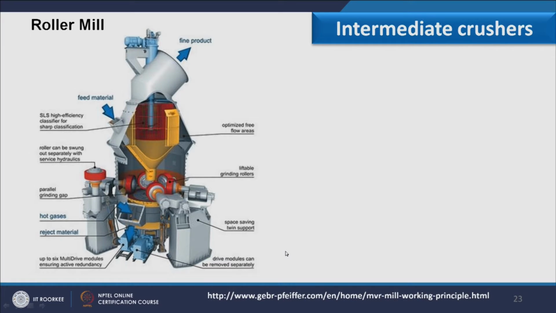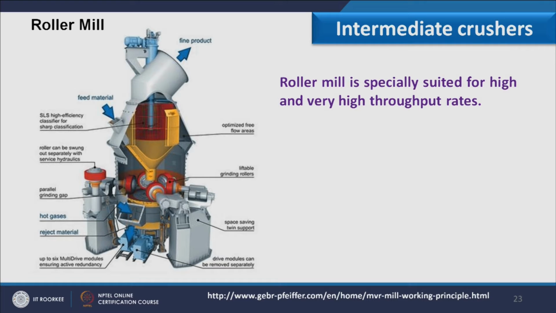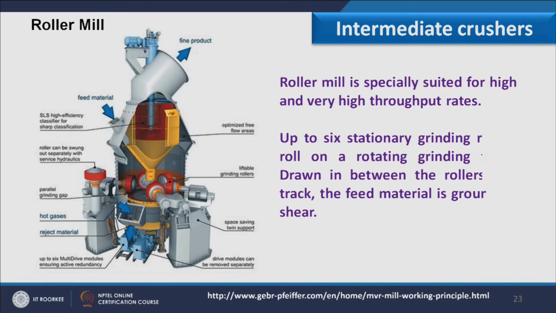Now here we will discuss intermediate crushers, and the first equipment in this is the roller mill. You can see its photo on this slide. Here, all these red sections are nothing but the rollers. The roller mill is especially suited for high and very high throughput rates. In this roller mill, up to 6 stationary grinding rollers roll on the rotating grinding track. Drawn in between the roller and track, the feed is ground by shear.